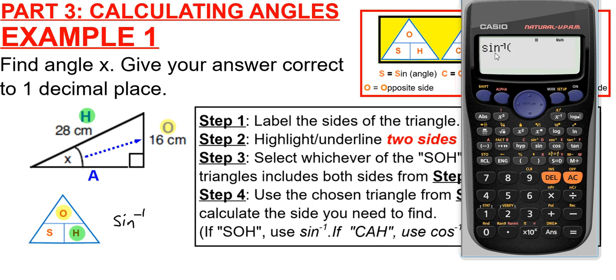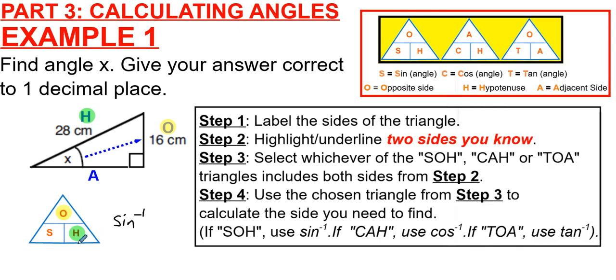Now, because we're trying to find out what sin minus 1 is, in plain English, we're trying to find out the angle. We cover up the S, because that's what we're doing here. So if you're trying to find out an angle, you cover up either the S, the C, or the T in the triangle. So sin minus 1, cover up the S. What sides do we have left? So it's going to be sin minus 1, bracket, O on top, H on the bottom.